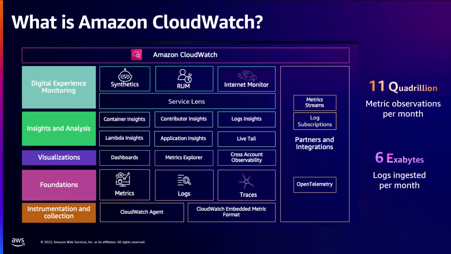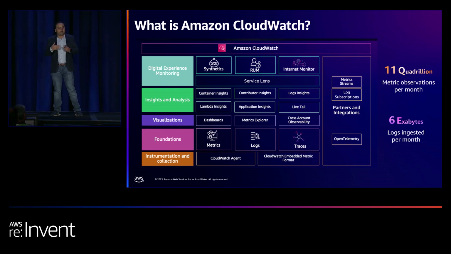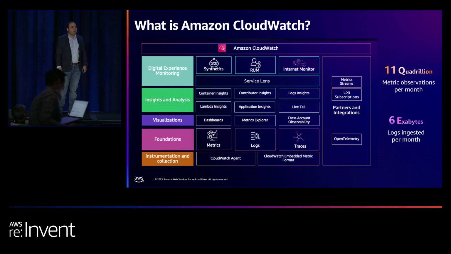Amazon CloudWatch is an AWS native observability service which offers you a whole suite of capabilities, both from foundational capabilities like logs, metrics, trace, ingestion, and management, all the way up the stack to digital experience and real user monitoring using Service Lens, synthetics, real user monitoring, and Internet Monitor.